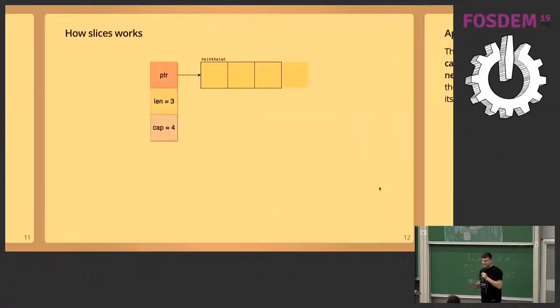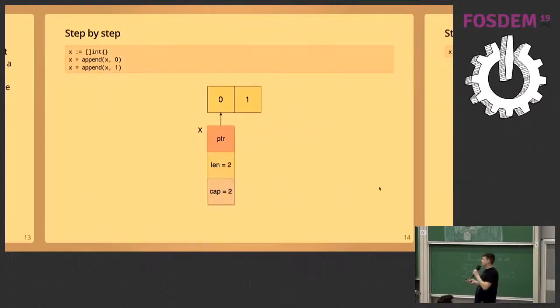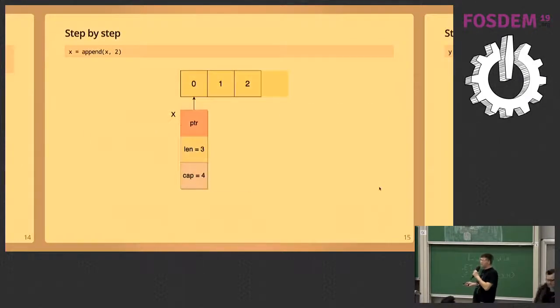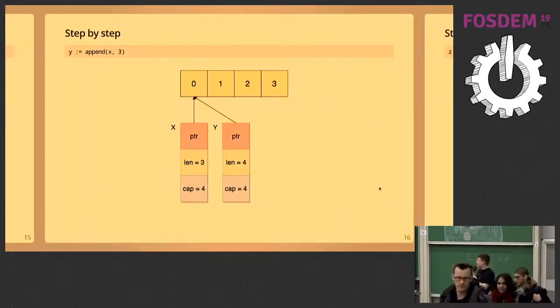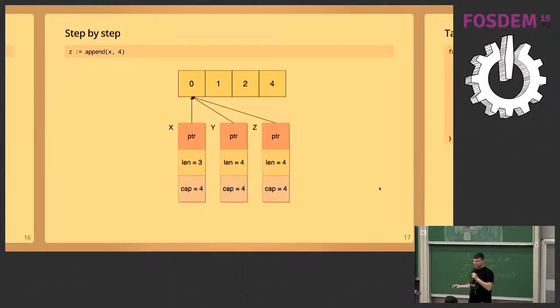Slices. What is a slice? A slice is just three elements: a pointer to an array, a length, and a capacity. When we append to a slice and it has sufficient capacity, we only change the last element and update the length. So in our example, we start with a slice like this, then append an element, then the next element, and the next element, and finish with three variables pointing to the same space in a heap.